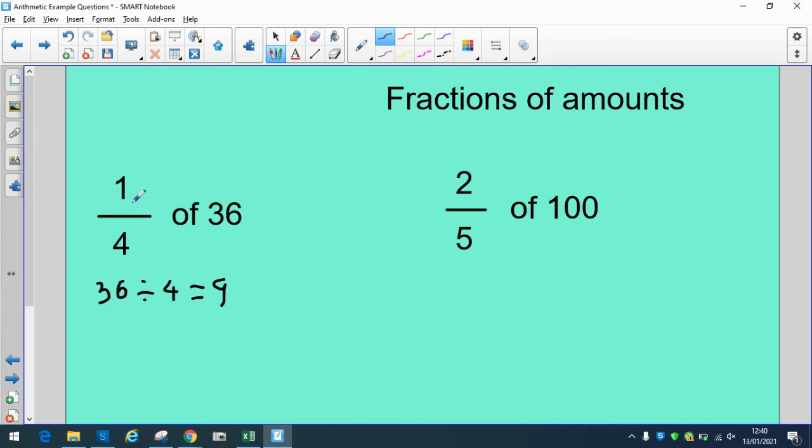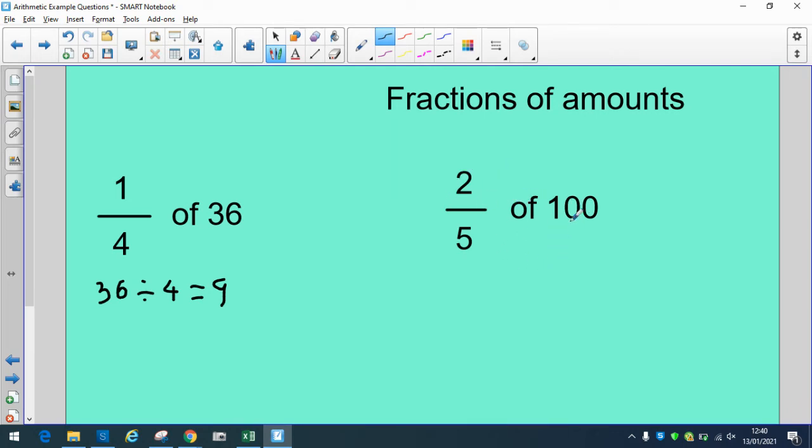Now, the numerator tells us how many lots of this number we need. And in this question, we're looking for 1. So therefore, 1/4 of 36 is 9. Okay, fairly straightforward. The only different thing about this question to the right here, 2/5 of 100, is the numerator.